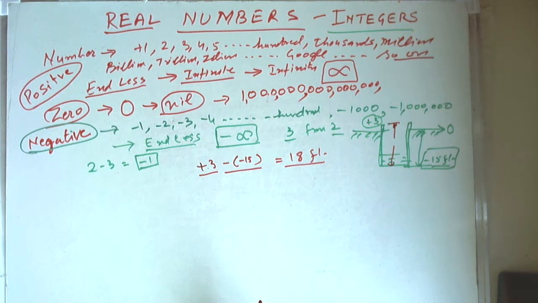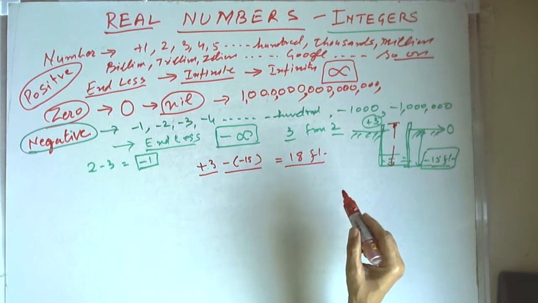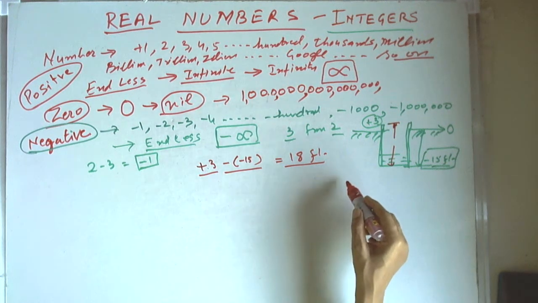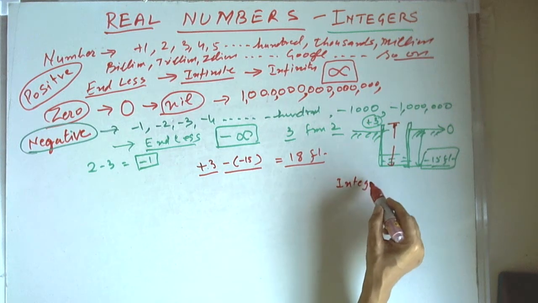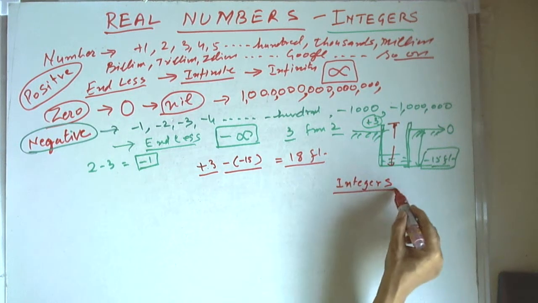So what have we learned? We have learned positive numbers. Again, these numbers are 1, 2, 3, 4, 5 leading up to infinity. Also 0 and negative numbers. Graphically, we can represent integers, and all these together are called integers in mathematical terms.